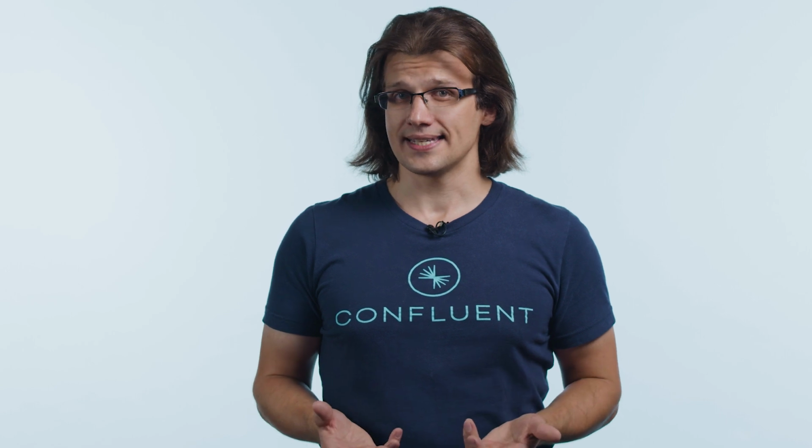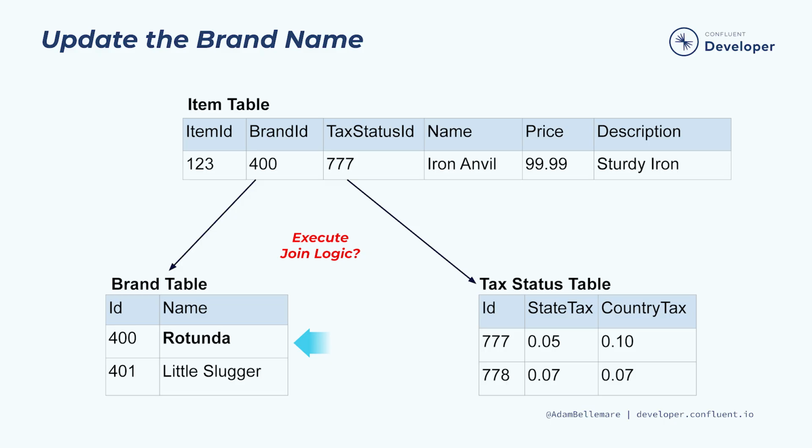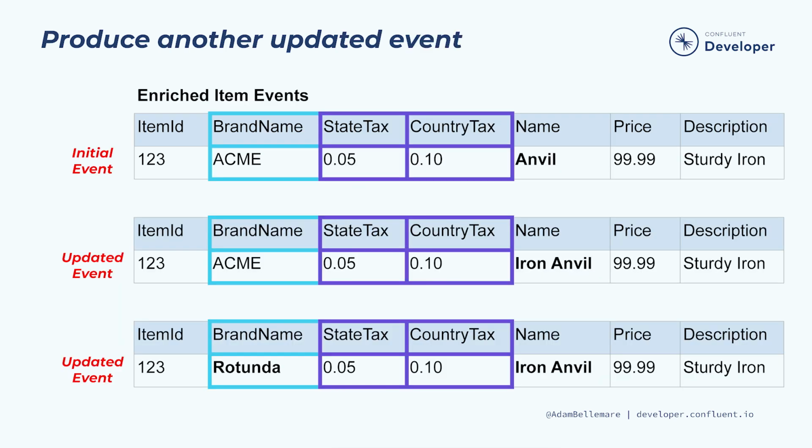But we also need to consider what happens when values change in either the brand or the tax status. If consumers are relying on the data to be eventually consistent, then we need to make sure that other changes in the model are also reflected downstream. Say the Acme company undergoes a rebranding and comes up with a new brand name, changing from Acme to Rotunda. We would create another new event, triggering join logic to capture the change of the new brand name and denormalizing it into an enriched item event. Note that Rotunda may also have many hundreds or thousands of other items that will also need to be updated by the change. It can cause quite a lot of events to be emitted.